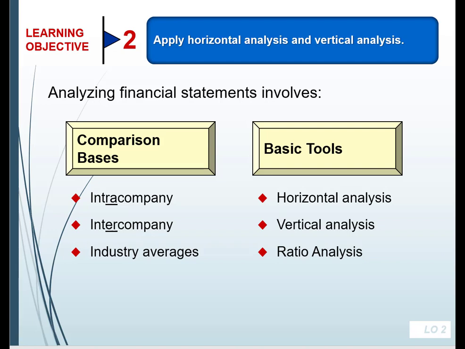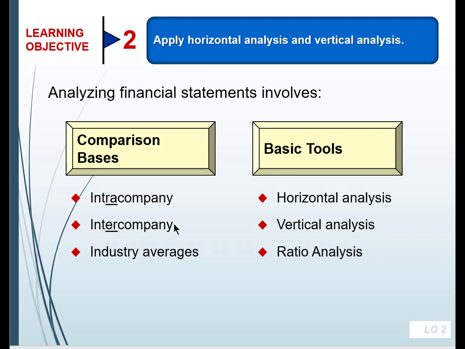So in this video, we're going to start in with our analysis. There's three basic kinds of analysis, or comparison bases, if you will. Intra-company means we're going to look at our company historically. We'll look for trends, we'll look for basic performance that we expect the company to reach. Intercompany looks at competitors. We would like to know where we rank with respect to our competitors.